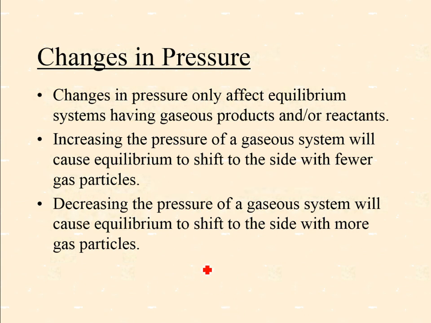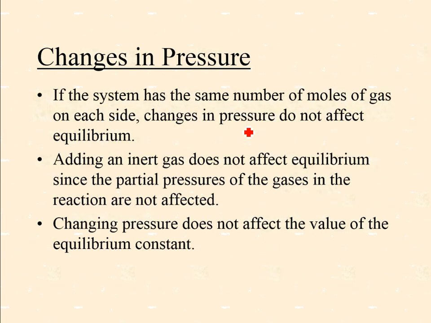Okay, so you kind of want to imagine in your head, you have a gas bulb system, you have reactants, you have products. These have to be of different size for pressure to matter. In other words, you have to have a difference in the number of moles of gas on the reactant and product sides in order to see a change with pressure. If the system has the same number of moles of gas on each side, changes in pressure do not affect equilibrium. Stands to reason.